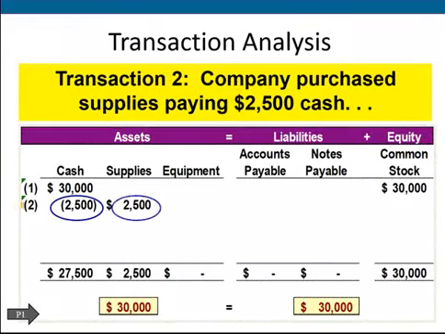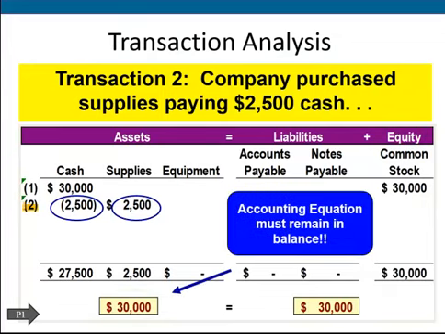Okay, so number 2, we're going to add this to our little chart. In this case, cash is going down. And see these brackets? This is an accounting way to say negative or going down, a decrease. Cash is going down and supplies are going up. They're on the same side of our accounting equation. They're both assets, both resources. No effect to liabilities and equity, but the assets are net zero.